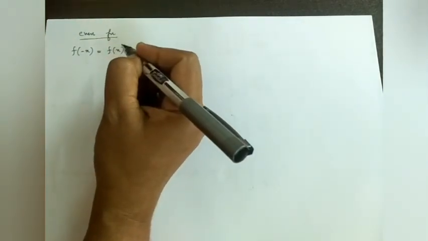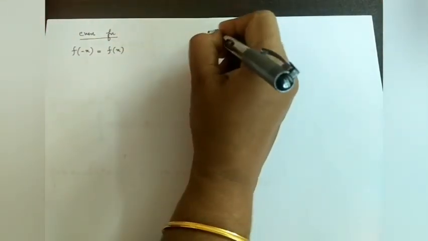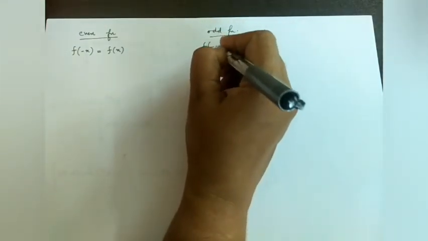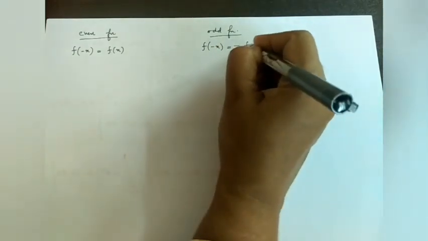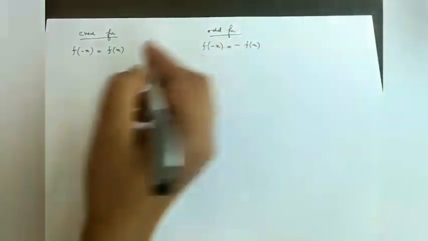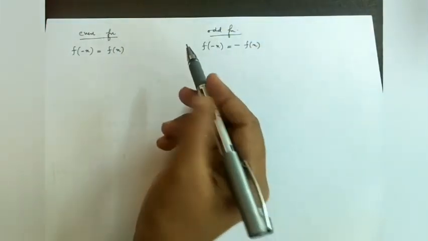Proceeding with this problem, I am giving some hints, that is, even function and odd function. What do you mean by even function? Whenever f of minus x is equal to f of x, then the function is said to be even. Now what do you mean by odd function? When f of minus x is equal to minus f of x, then the function is said to be an odd function. Here we want to check whether the function is even or odd.